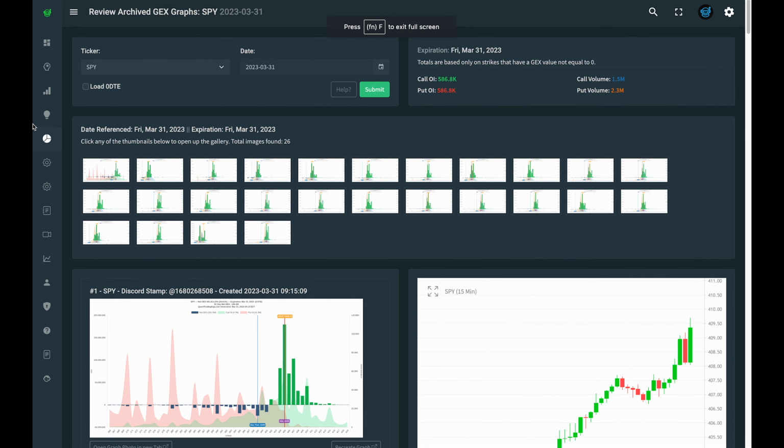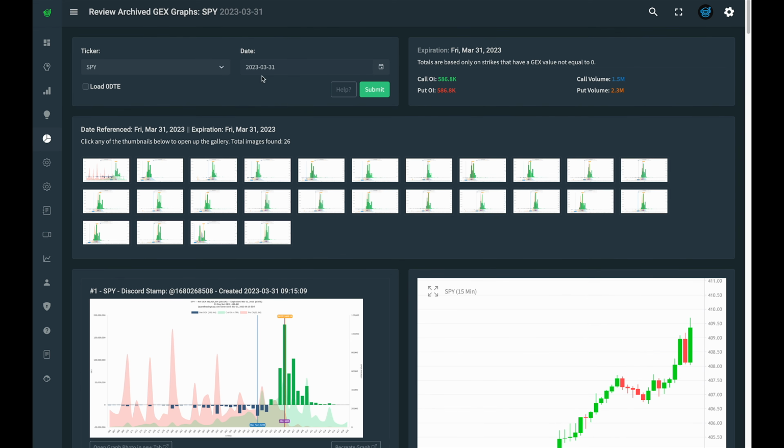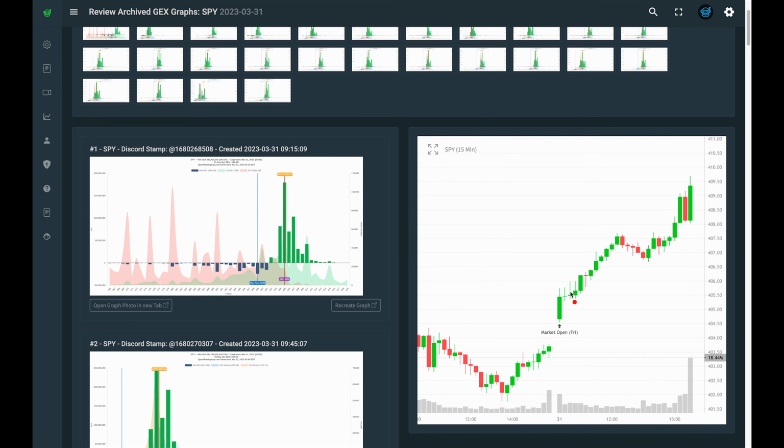So we can pull up the GEX in the advanced GEX graphs. And in the archive GEX graphs, we can see the price action on Friday here. This would be the 31st. And just to see if there's any clues for what happened.